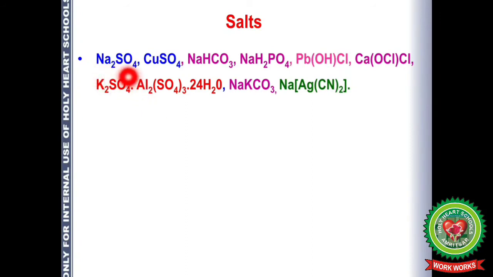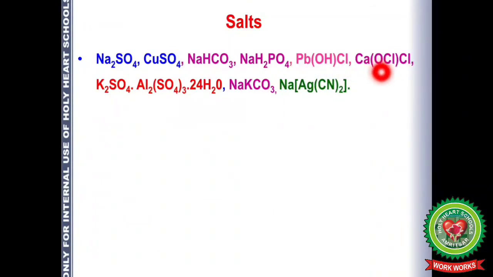For example, sodium sulfate, copper sulfate, sodium hydrogen carbonate or sodium bicarbonate, sodium dihydrogen phosphate, basic lead chloride, bleaching powder, potash alum, sodium potassium carbonate, sodium argentocyanide. Now, when we are looking at these examples, what we can find here is some salts are containing hydrogen, some are not containing hydrogen, some are containing OH in their particular compound. OH represents bases, remember that.